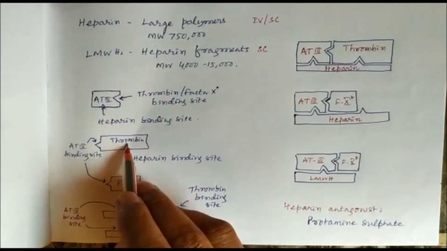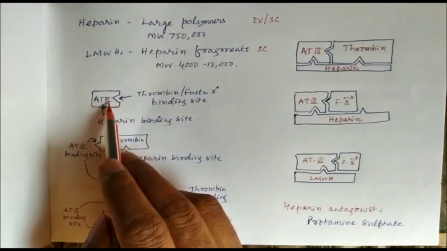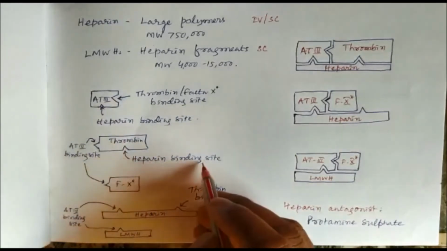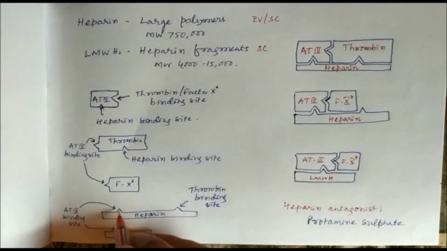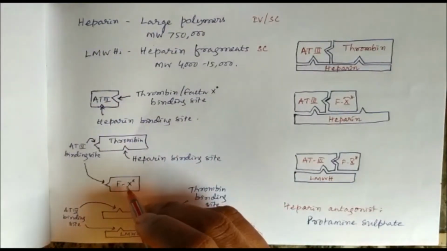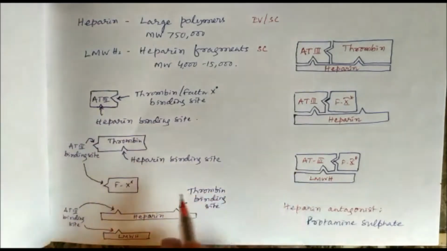Then we have thrombin. Thrombin has two sites: one site for the AT3 binding site, and the other site for heparin binding. Heparin also has two sites: one is the AT3 binding site, and the other is the thrombin binding site. But factor 10 has only one site, the AT3 binding site, and low molecular weight heparin has only the AT3 binding site.